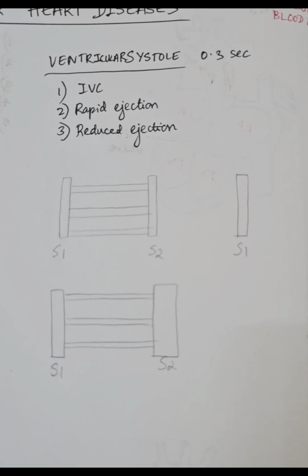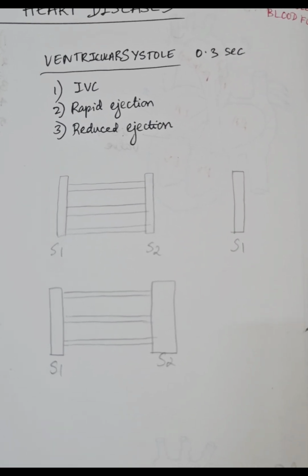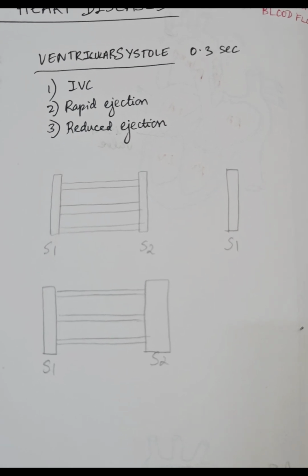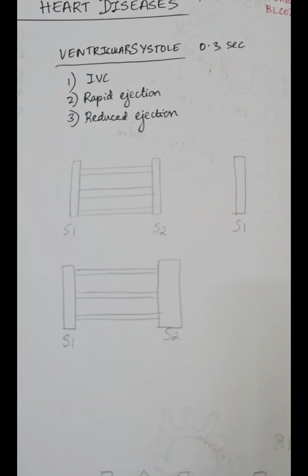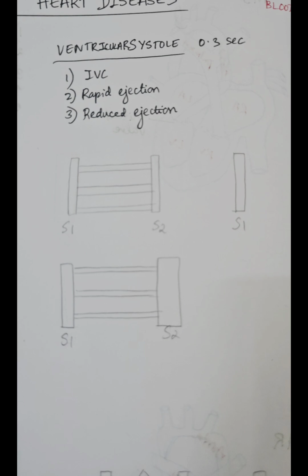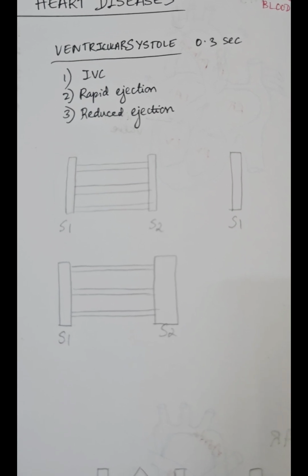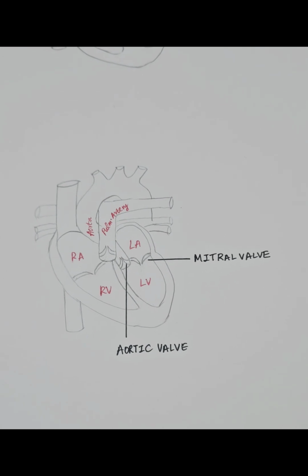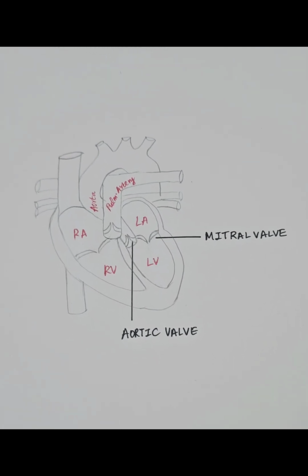One cardiac cycle is 0.8 seconds in duration. So if ventricular systole is 0.3 seconds, then ventricular diastole will be 0.5 seconds. As we said, there are three phases: isovolumetric contraction, rapid ejection and reduced ejection. Now let's try to understand what isovolumetric contraction means.